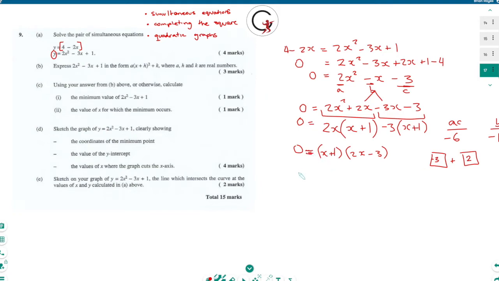So next we're going to say either x plus 1 is equal to 0, or 2x minus 3 is equal to 0. Okay, now that just means that x is equal to negative 1, or 2x equals positive 3, so x equals 3 over 2. These are our solutions to the simultaneous equations above. x is equal to negative 1, and x is equal to 3 over 2.